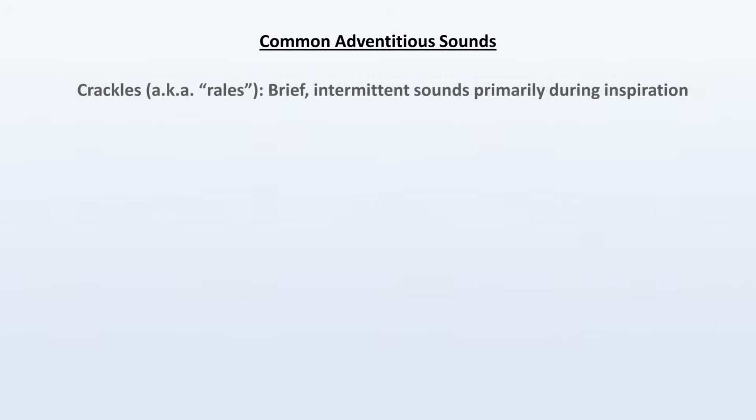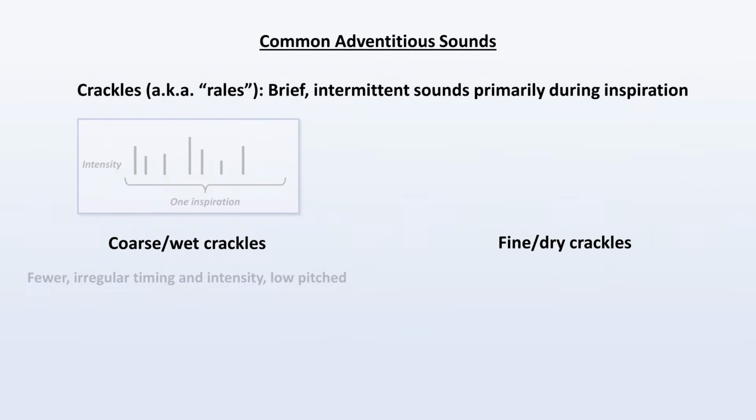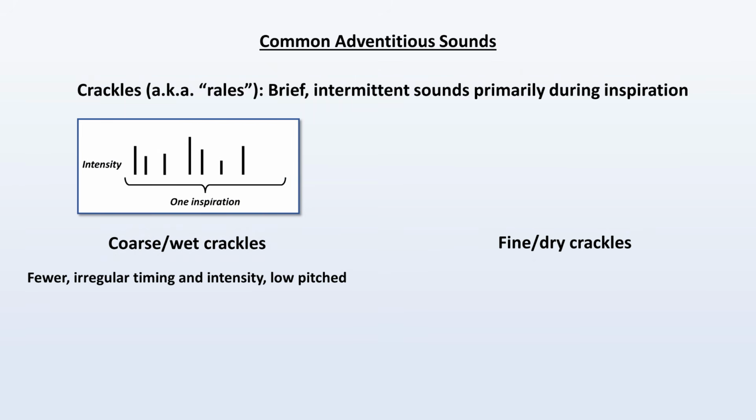The first are crackles. Crackles are brief, intermittent sounds predominantly heard during inspiration. They can be further subdivided into coarse or wet crackles versus fine or dry crackles. What are the differences between them? Coarse crackles have fewer per inspiration, are irregularly spaced, are of varying intensity, are relatively low-pitched, and are predominantly clustered in the first half of inspiration and are sometimes heard in expiration.